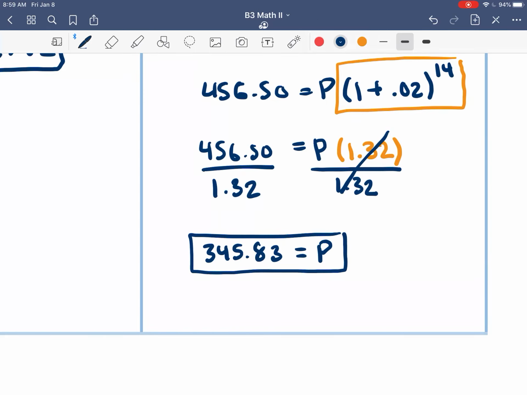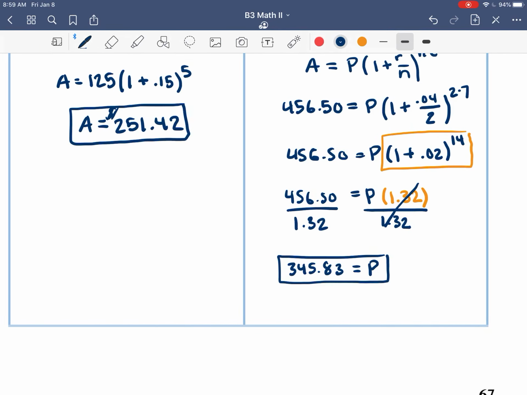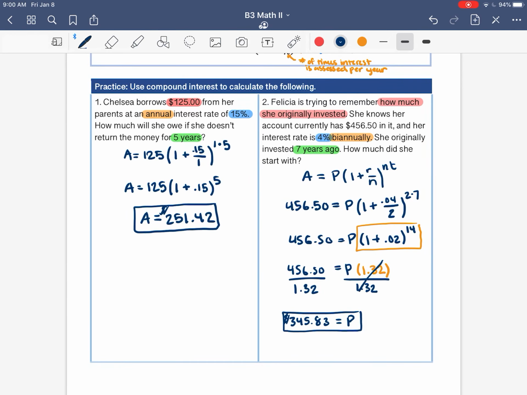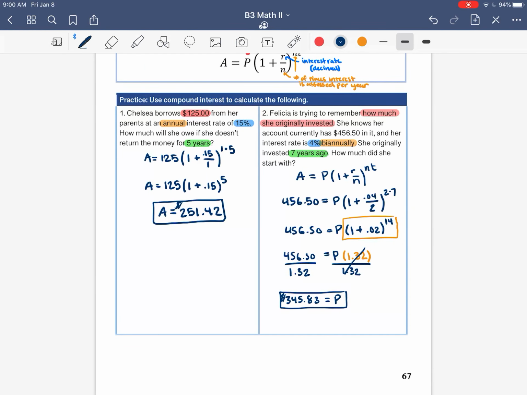So just checking to make sure that makes sense. It makes sense that she started with $345 in her account and then 7 years later she has 456. Make sure that you're not getting a bigger number. Hopefully, you shouldn't lose money. Anyway. So that makes sense to me, and that is our solution. So that's all I have for you.